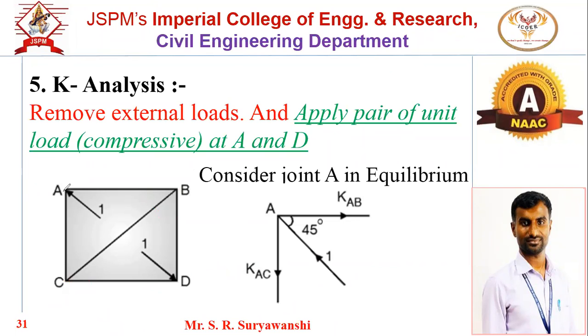Now, if you consider the joint A, take the section, cut the member AB, cut the member AC and assume that member forces are acting tensile. These are the assumptions. So I will assume K member force in AB member is tensile and the K member force for AC member is also tensile. Tensile means away from joint A.